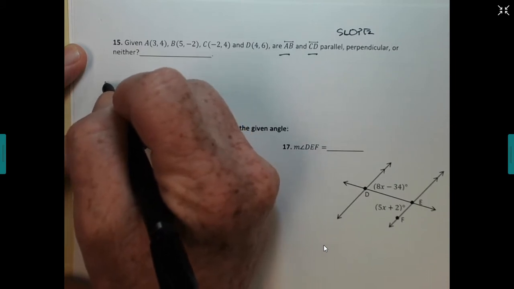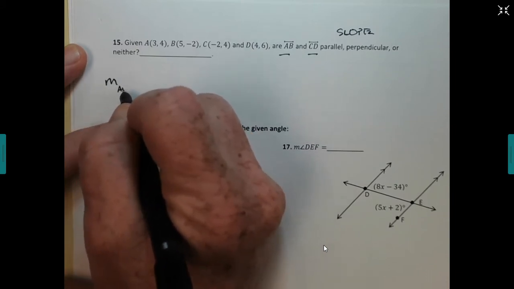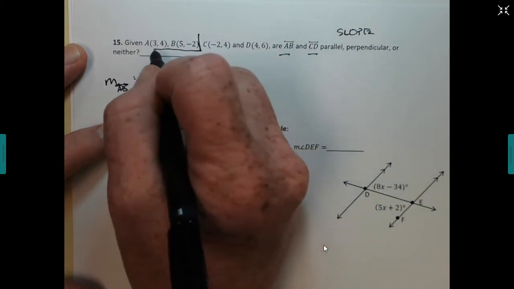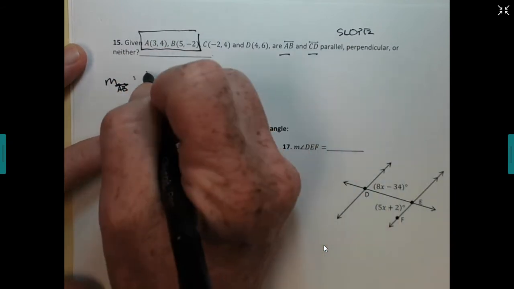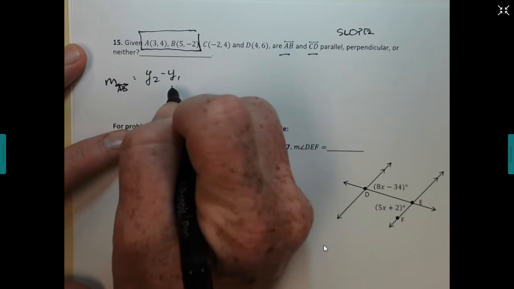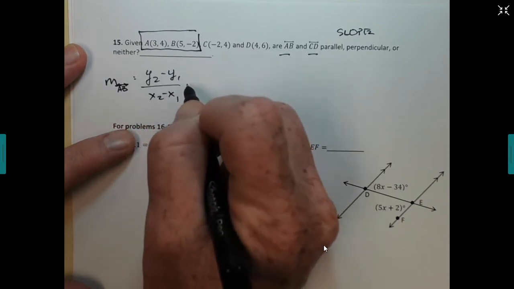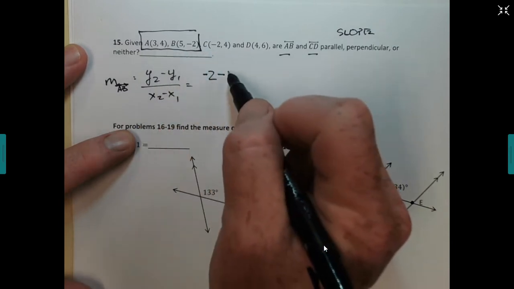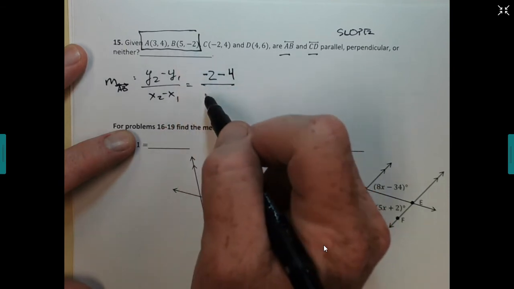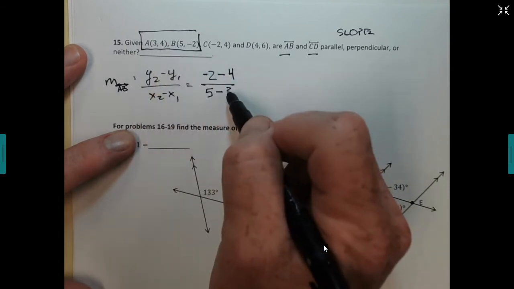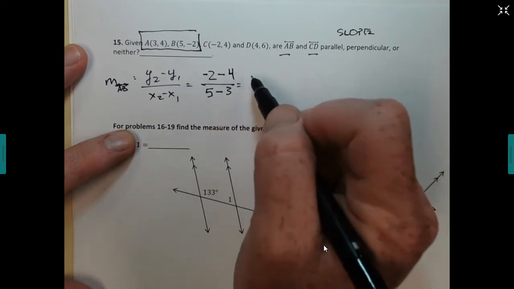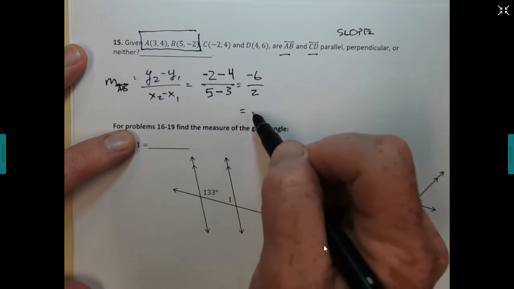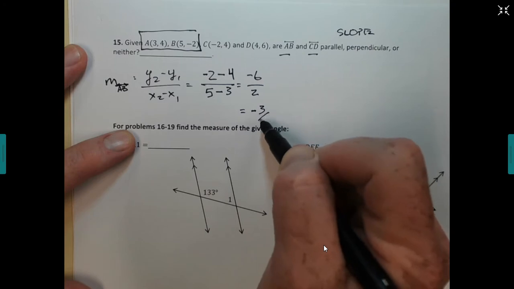So if I want the slope for AB, I would want to use the points A and B. Slope formula, if you remember, y2 minus y1 over x2 minus x1. Negative 2 minus 4 is negative 6. 5 minus 3 is 2. This reduces to a negative 3 or negative 3 over 1.